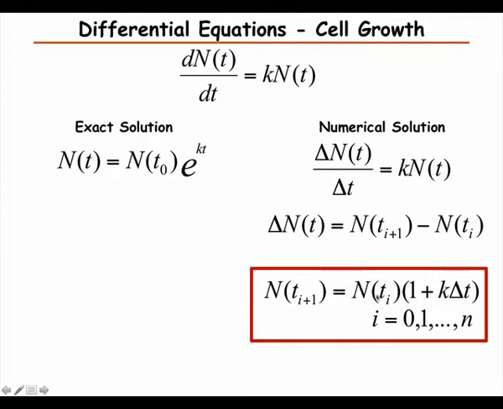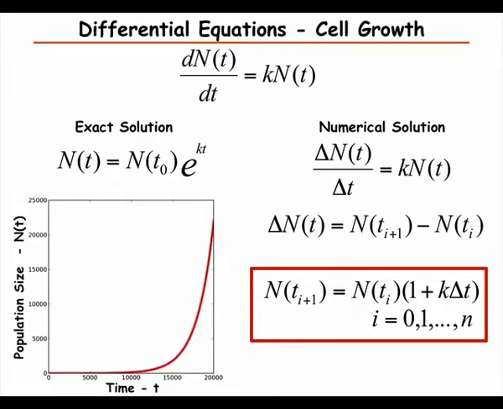Now we can rewrite this simply: we have the number of cells at a certain time point, and we multiply it by 1 plus k times the time step. Then we get the next time point, and we repeat this over and over again. If we choose delta t small enough, we get exactly the same exponential growth. Here the red is the exact solution, and the black curve is the numerical solution.